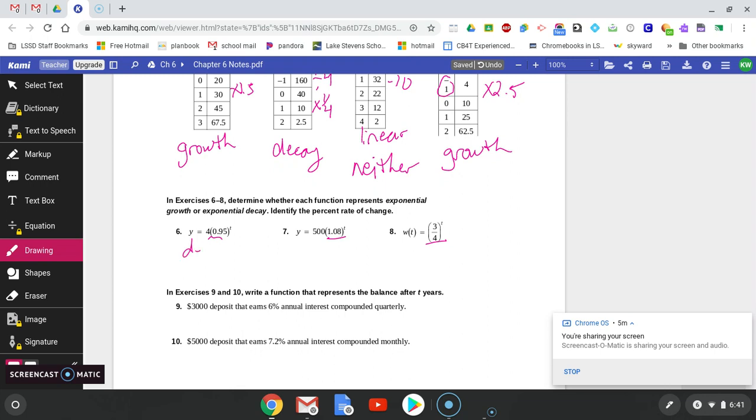So number 6 would be decay. Number 7 would be growth. And number 8 would be decay. So that's the more straightforward part.